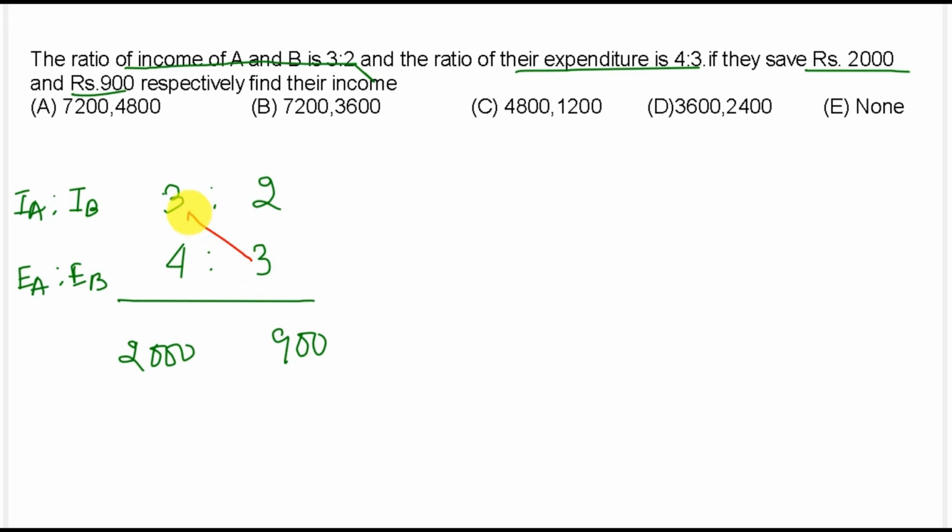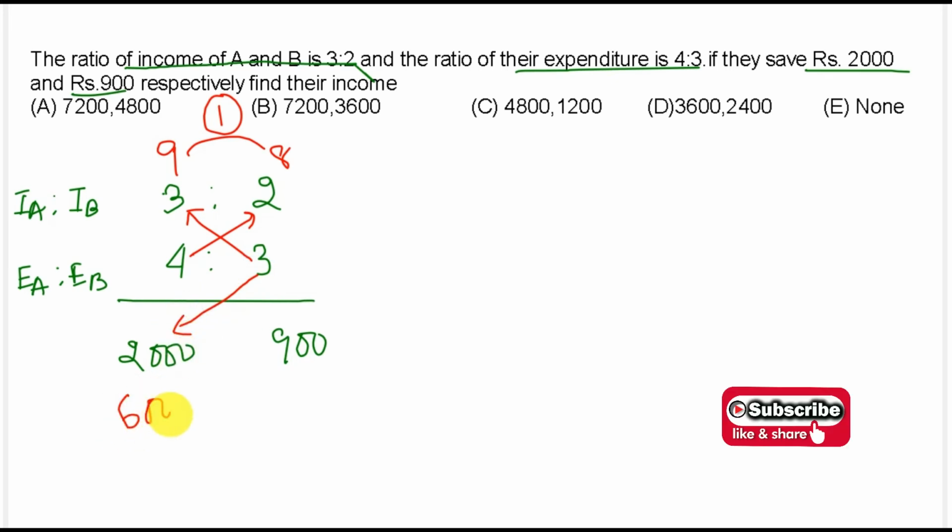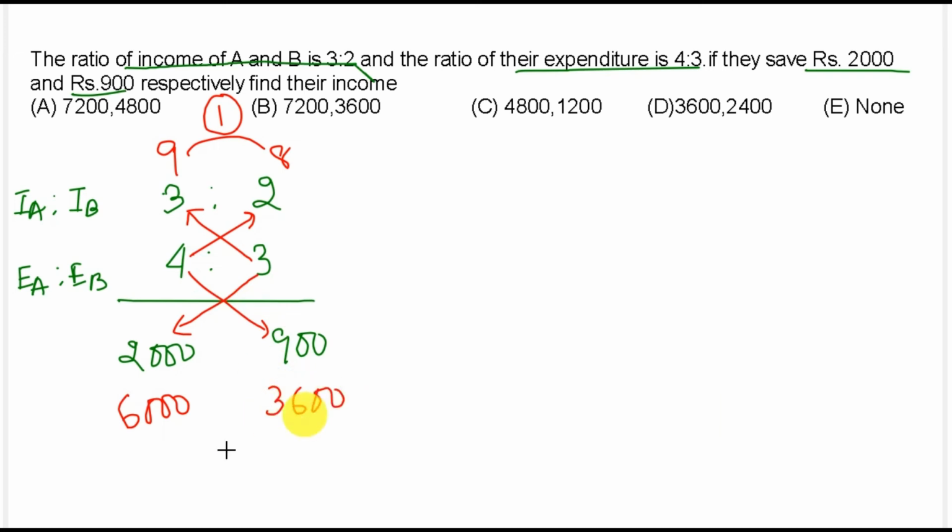Now what we are going to do is multiply with this, so it becomes 3 into 3 is 9. Now 4 into 2 becomes 8. Now what is the difference here? 1. Now multiply 3 with 2000, so it will be 6000. Multiply 4 with 900, so it will become 3600. And what is the difference between the two?